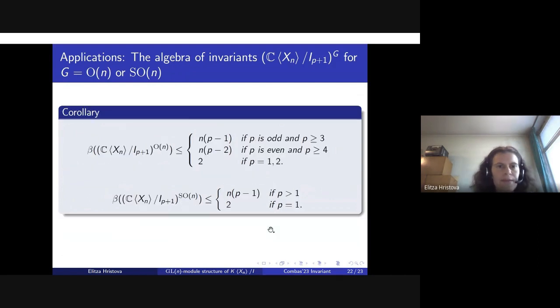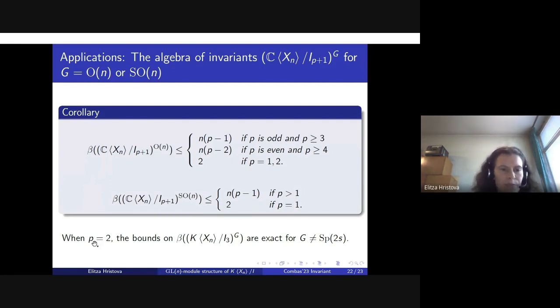And as a direct corollary, we get that the maximal degree of a generator in the subalgebra of ON invariants is bounded by these numbers. And when we consider SON invariants, we get this bound on the maximal degree of a homogeneous generator. And one last remark here is to what extent are these bounds exact? These degree bounds on generators, to what extent are they exact?